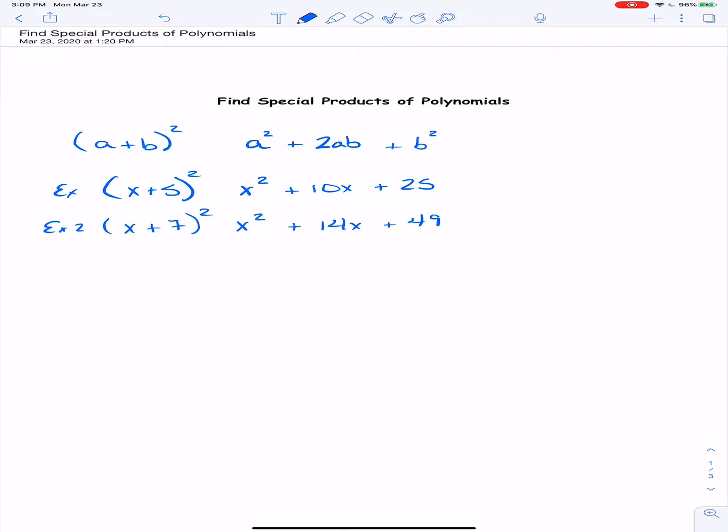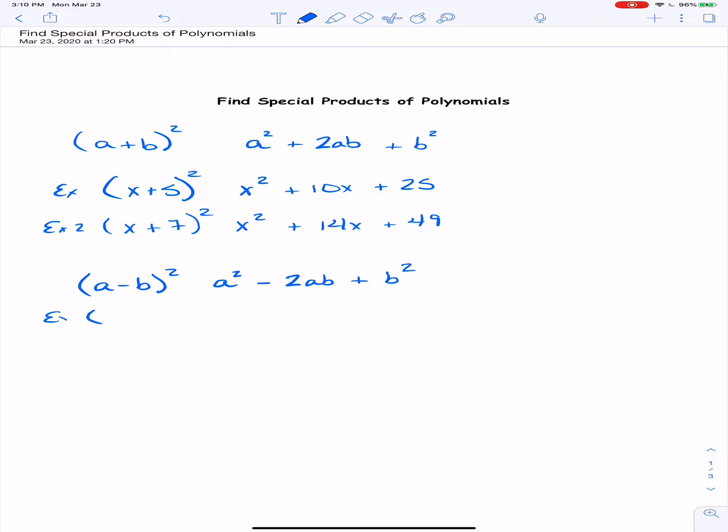Our second special product is going to be, we're going to look at (a - b) squared. Again, this is exactly the same pattern as the one we just did above. You're going to square the first one. This time you're going to subtract 2ab plus b squared. Okay? So let's look at this one.